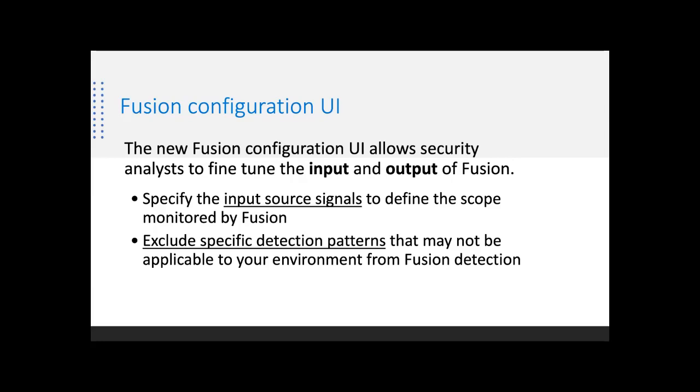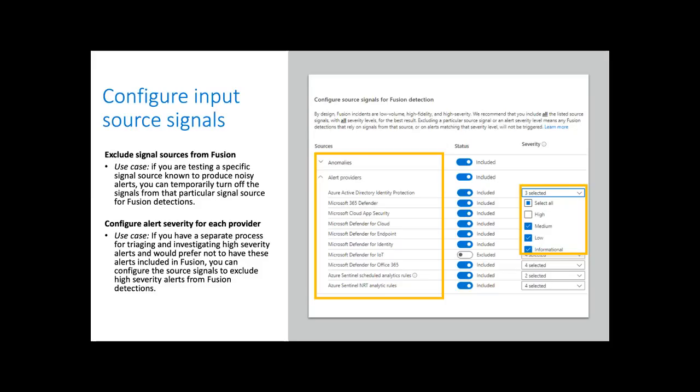So if we continue here, I just want to show you more of what it looks like to configure the source signals. Again, you do have the ability to configure the different sources, both anomalies and also the alert providers. And you also have the ability to include or exclude the severity levels. Just here on the right-hand side, I have two different use cases in which you may want to exclude signal sources from Fusion. One of them is if you're testing a specific signal source known to produce noisy alerts, you can temporarily turn it off.